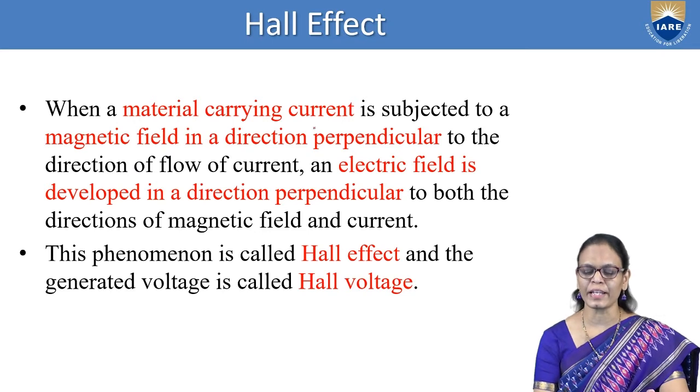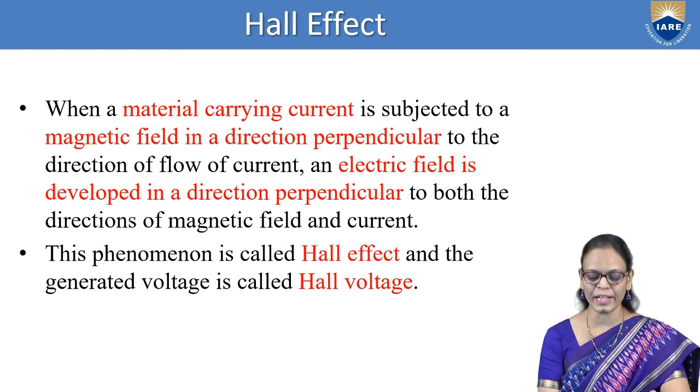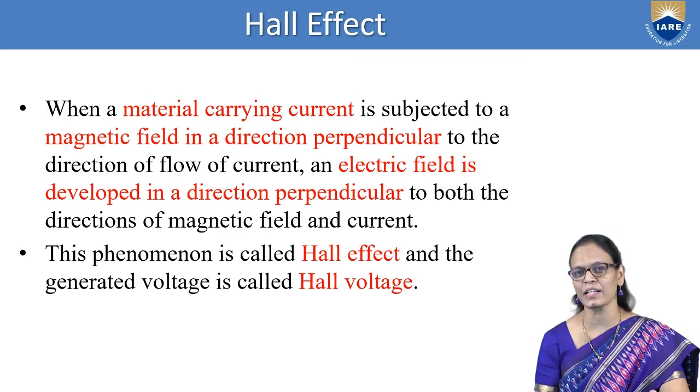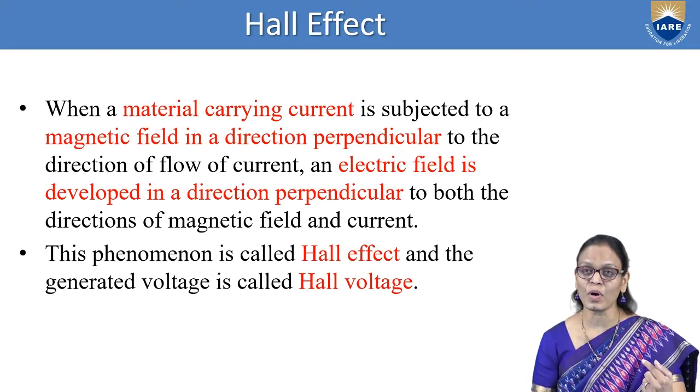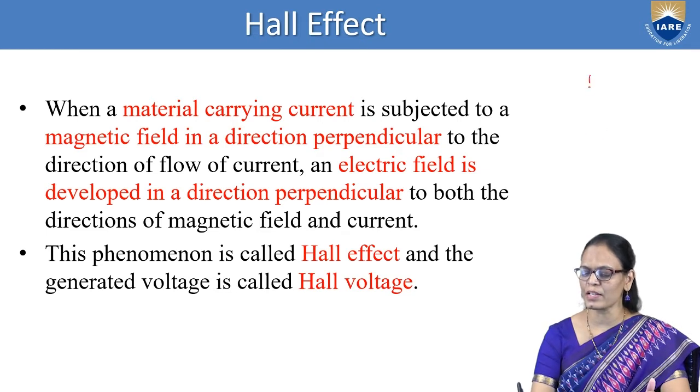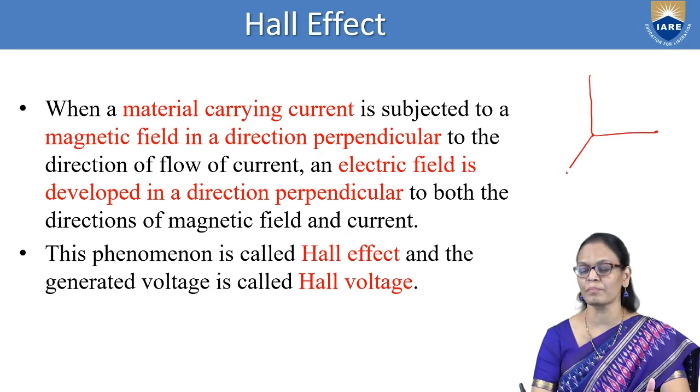When a material carrying current is subjected to a magnetic field in a direction perpendicular to the direction of flow of current, an electric field is developed in a direction perpendicular to both the directions of magnetic field and current. So how do we understand this? If you have a material, here we are talking about a semiconductor, and you allow current to flow through the semiconductor, I will consider a three-dimensional system.